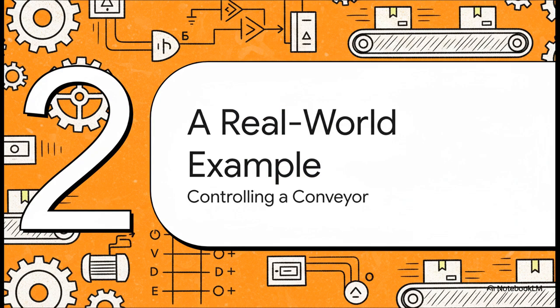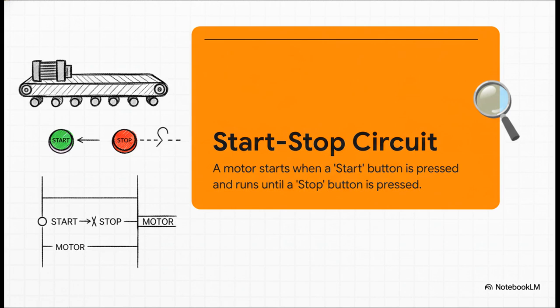Okay, that's enough theory. Let's see how these rules actually play out in a real-world scenario, something you'd find on pretty much any factory floor. Let's talk about controlling a simple conveyor belt. So here's our job. We've got a conveyor motor. We need it to kick on when an operator hits the green start button, and we need it to keep running until somebody hits the red stop button. This is a classic start-stop circuit, and it's one of the fundamental building blocks in all of automation.